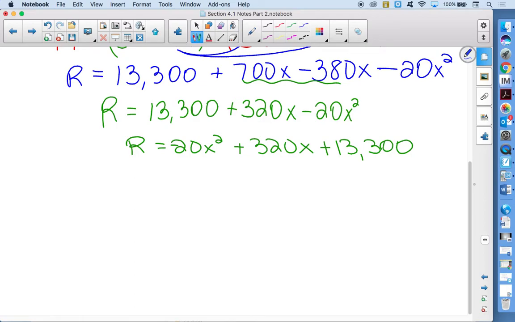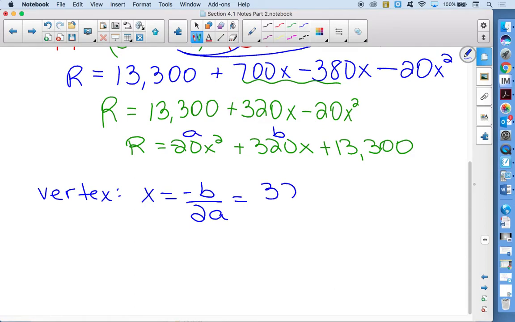So anytime you want to find a minimum or a maximum, you need to find the vertex of the equation. This is in standard form, so our vertex is negative b divided by 2a. So here's the b and there's the a. So we're taking 320, it's negative, divided by 2 times negative 20, which is negative 320 divided by negative 40.